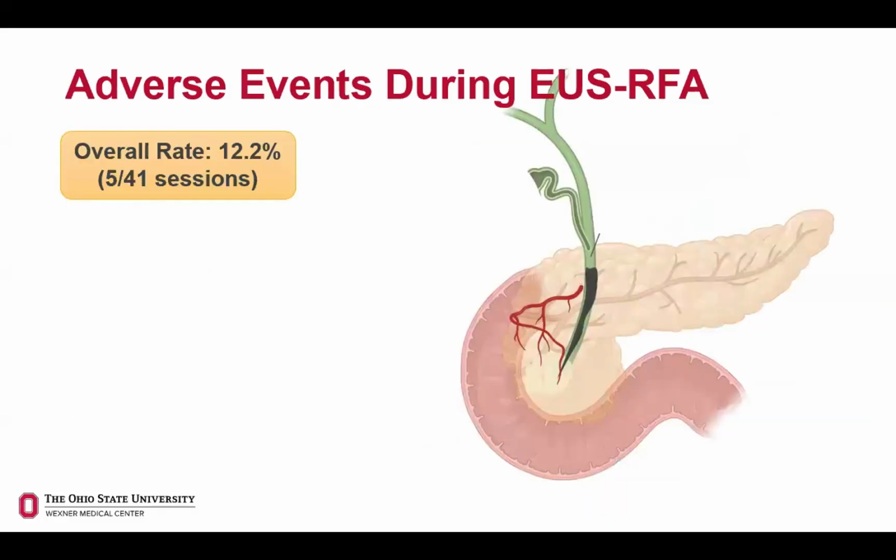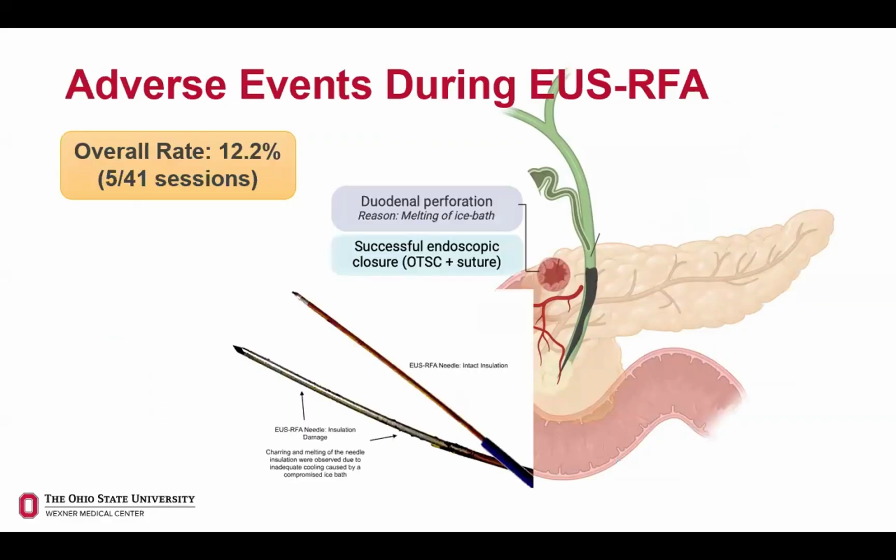The most important discussion is adverse events. We learned a lot from our adverse events. Overall adverse event rate was 12%, that is 5 of 41 sessions. Here in this specific case, we had a duodenal perforation in the bulb. The ice bath melted. It took us a little time to align ourselves before we did the RFA. The ice bath came into the room at the start of the case, and we didn't realize that the ice bath had melted, so the water was not cooling the insulation jacket.